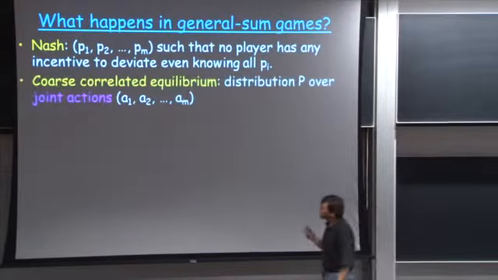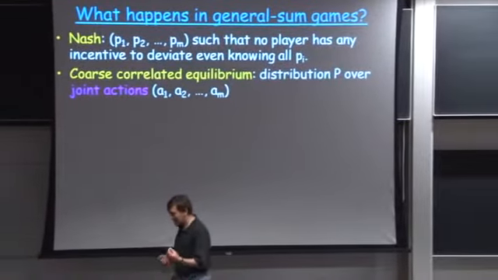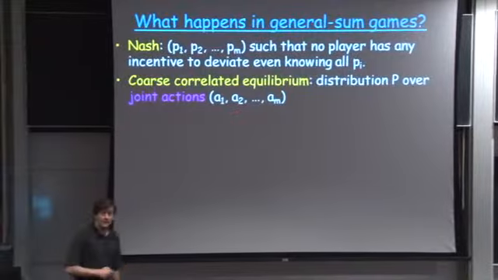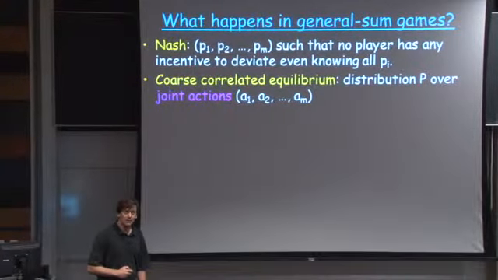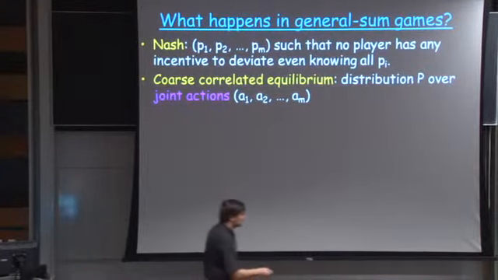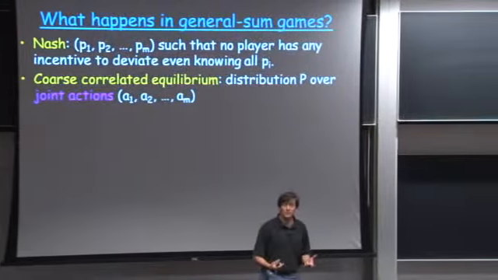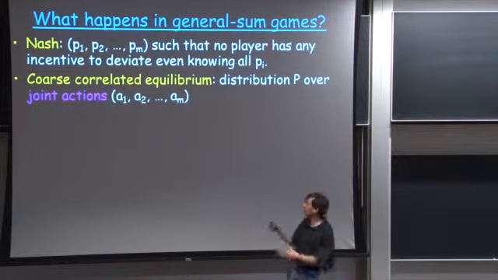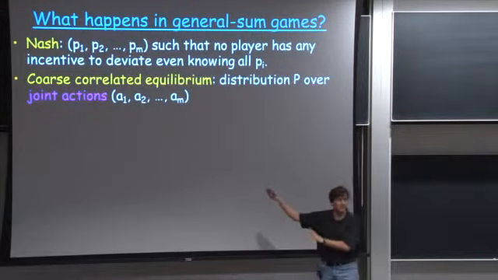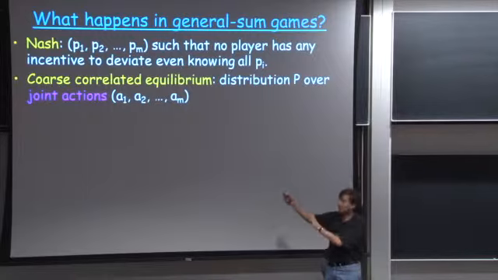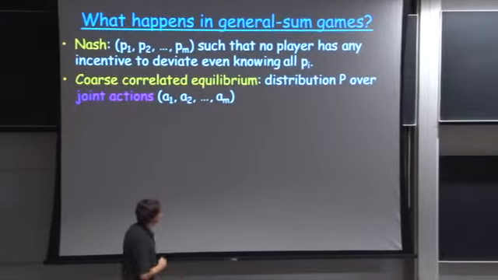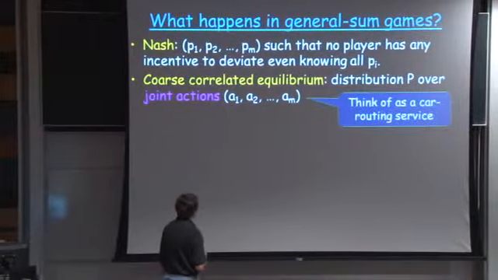A coarse correlated equilibrium is not an m-tuple of distributions. It's a distribution over joint actions. In the case of a matrix, it's not a pair of distributions; it's a single distribution over joint actions, over entries in the matrix. Or in this case, it's over m-tuples of things. It's going to be a distribution over joint actions such that, now I have to tell you what.